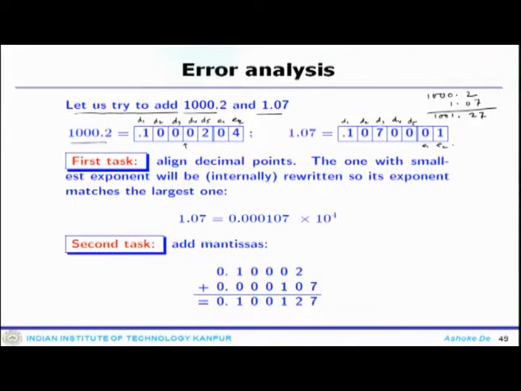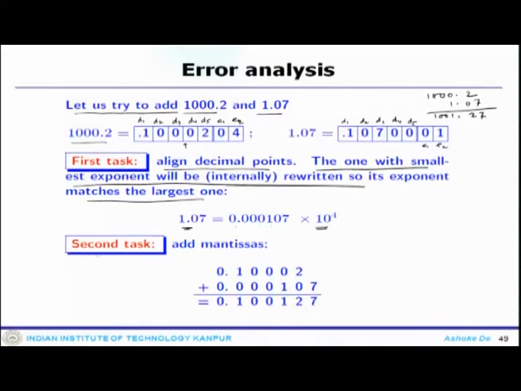So, what is the initial task? You align the decimal points. The one with the smallest exponent will be rewritten so that its exponent matches the largest one. This statement is very crucial here. So, we have to write 1.07 as 0.000107 times 10 to the power 4.